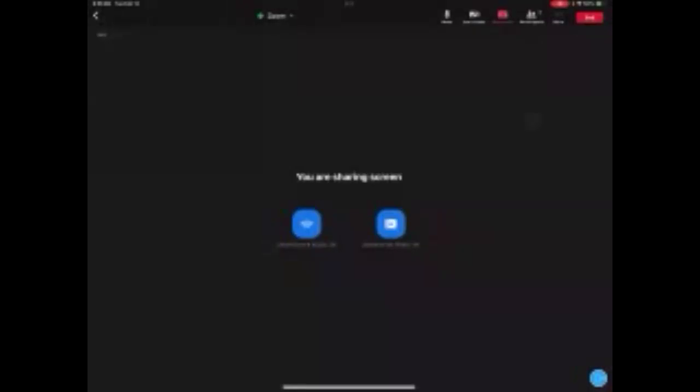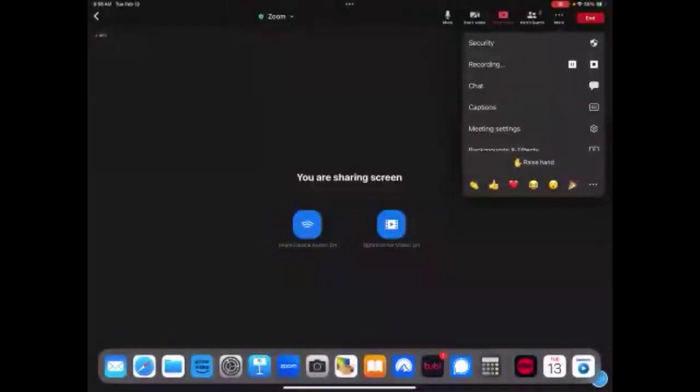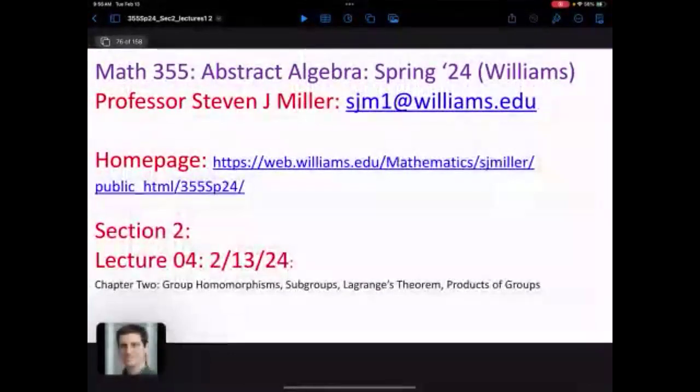So welcome to Math 355 Abstract Algebra. This is lecture 4. And so what I want to do today is talk about group homomorphisms, subgroups. We're probably not going to get to Lagrange's theorem and products of groups. I'm always overly optimistic when I write things down. You always want to make sure you don't run out of material.